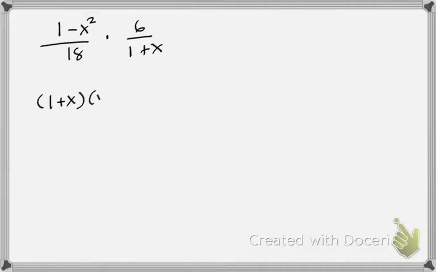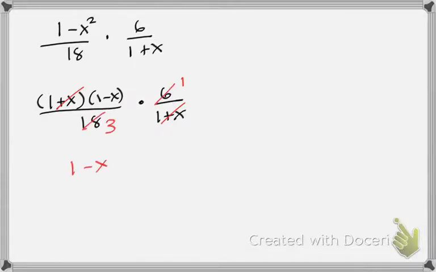Okay, number 4 is 1 minus x squared over 18 times 6 over 1 plus x. So I have to factor 1 plus x times 1 minus x all over 18 times 6 over 1 plus x. So I'm going to cross cancel. I can take a 6, I'm left with 1, and I'm left with 3. I'm left with 1 minus x all over 3. Okay?